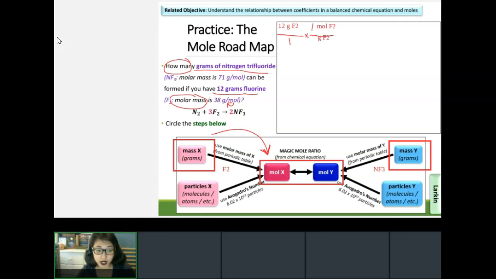And what number goes next to grams from our molar mass? What number goes next to grams in our molar mass? Again, make sure you're participating in the chat because you will need to do the final one on your own. So the more you practice, the more comfortable you will be with doing the last one on your own.